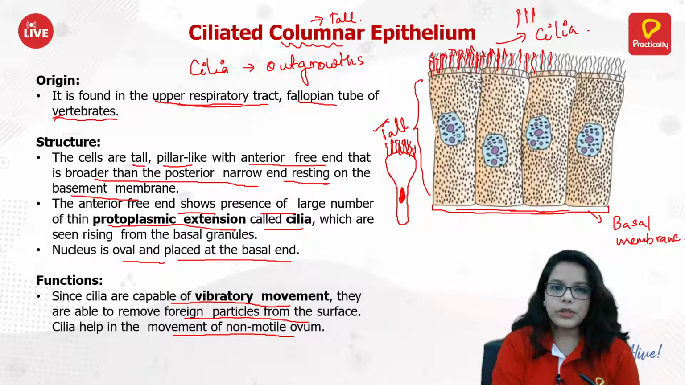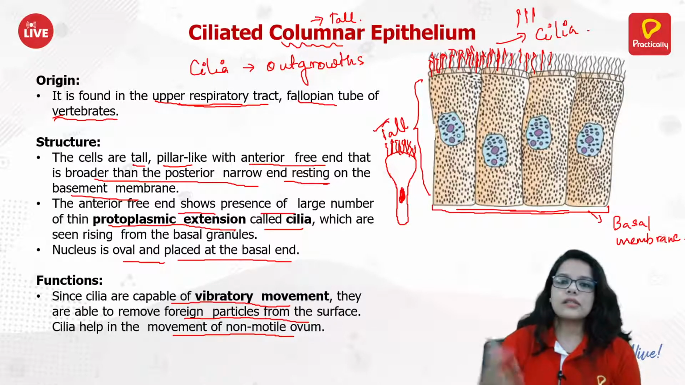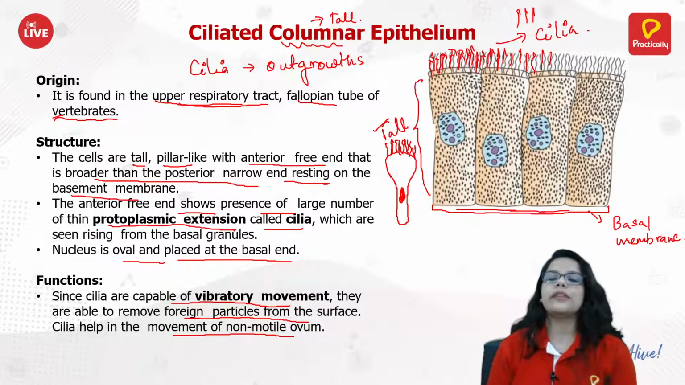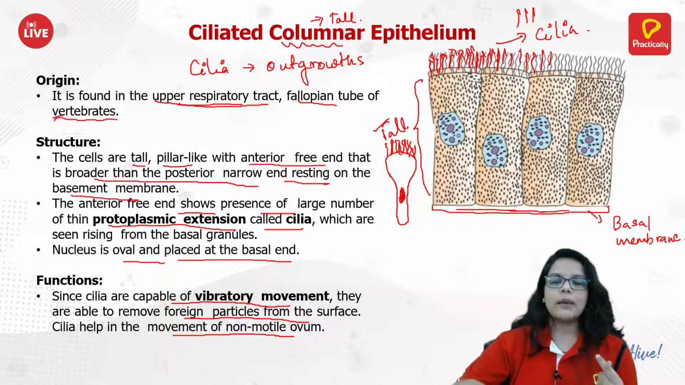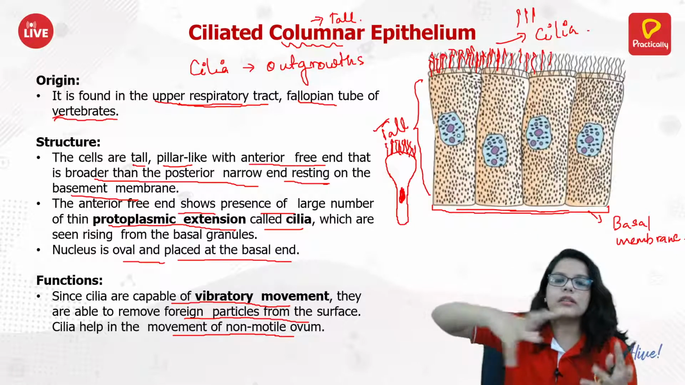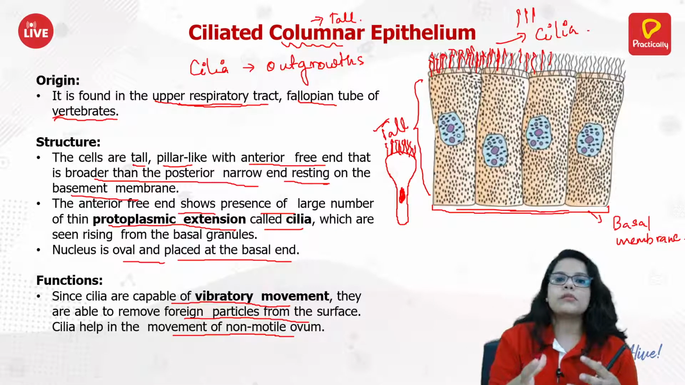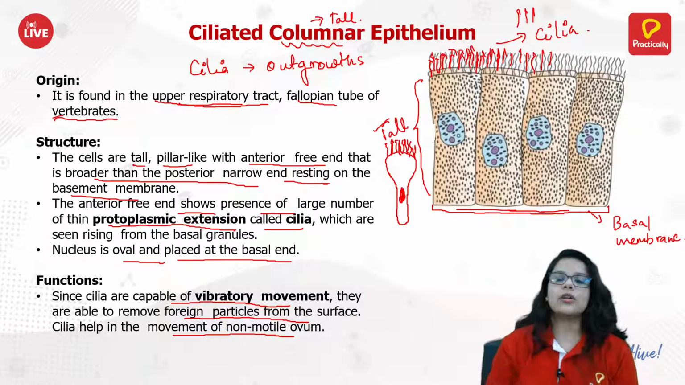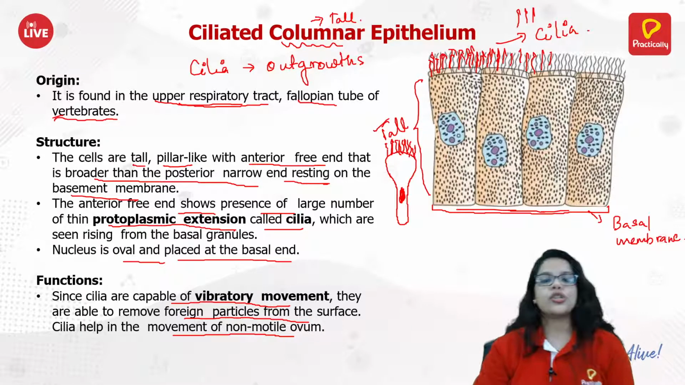When it comes to the fallopian tube, there might be a non-motile ovum. Because these cells have cilia, they might be helping in the movement of the non-motile ovum. In our reproductive tract, the ovary gives up an ovum, it has to travel through the fallopian tube and meet the sperm somewhere. Suppose the ovum is non-motile, not moving properly. The ciliated columnar epithelium tries to push it towards the sperms. So it has those kinds of functions.